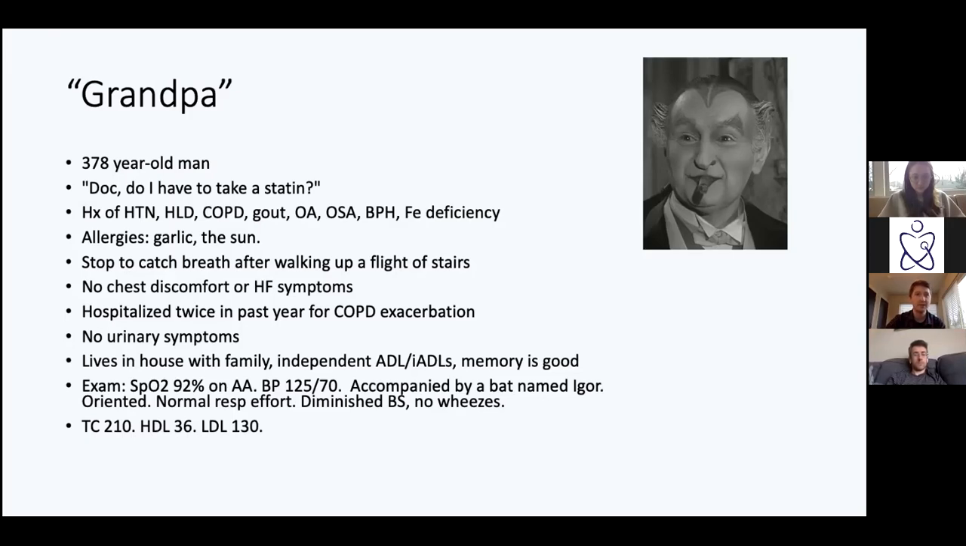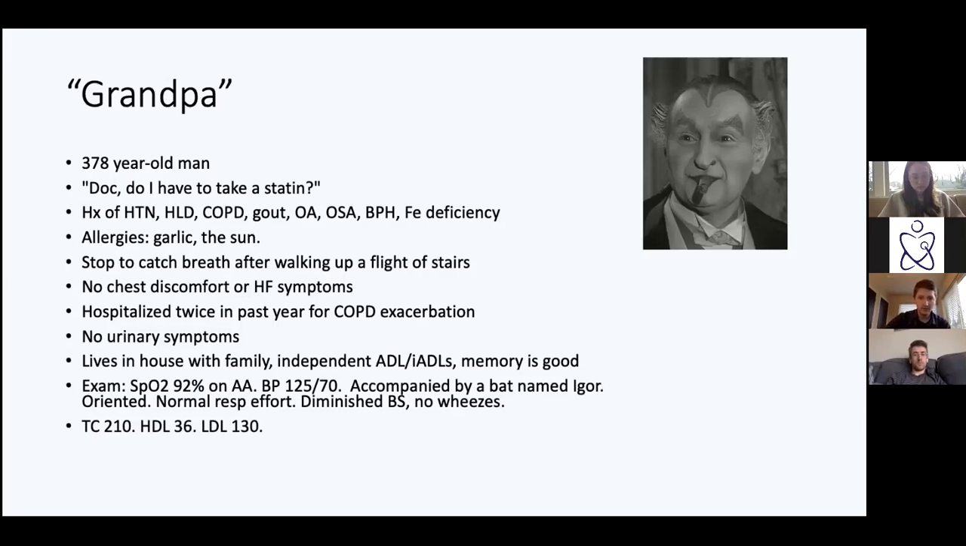He was hospitalized twice in the past year for a COPD exacerbation. He has no urinary symptoms. He lives in a house with his family. He's independent. Memory's been good. He's satting 92% on ambient air. Blood pressure is 125/70. He's accompanied by his pet bat named Igor. He's oriented. He has a normal respiratory effort, diminished breath sounds, no wheezes. And then there's his cholesterol panel.